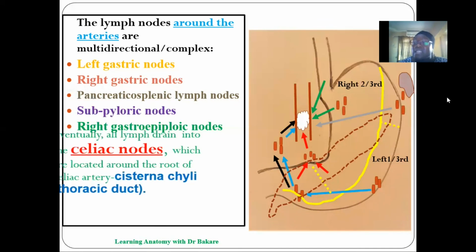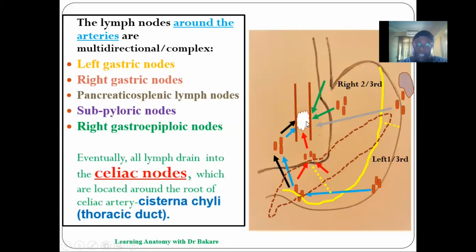All this drainage, we said, are collected into the celiac lymph nodes, which is like the final collection point of the lymph draining the different regions of the stomach. So as they are collected into the celiac nodes, which is located around, of course, the celiac artery, this is then emptied into the cisterna chyli, which is the expanded part of the thoracic duct. From there, it empties into the thoracic duct. From the thoracic duct, it is then returned back into the venous blood. So that is how the drainage occurs.